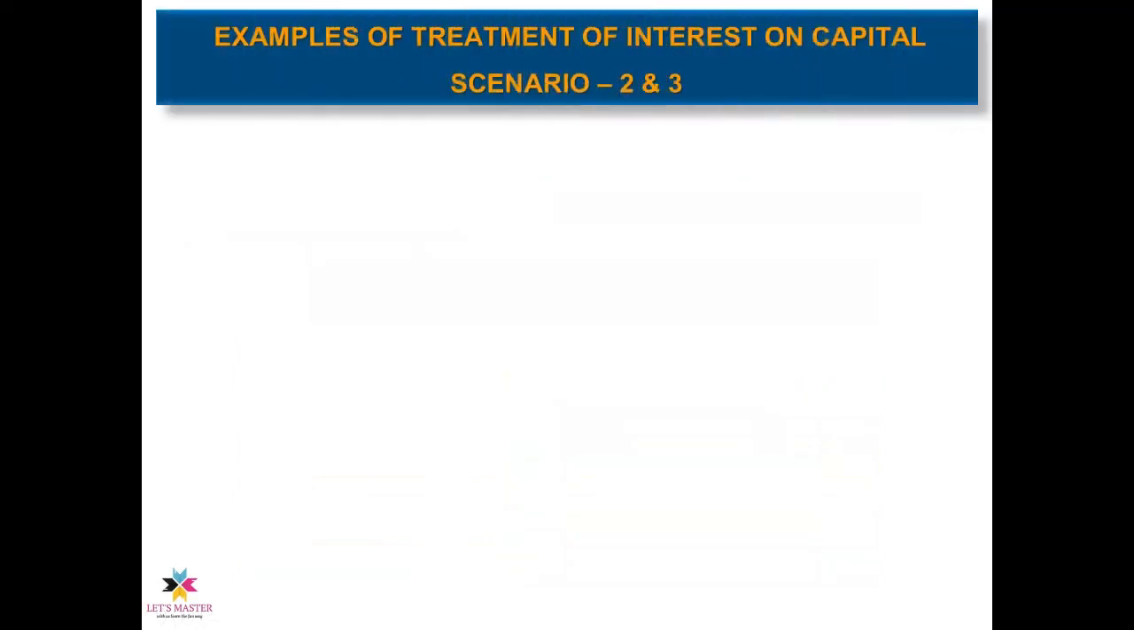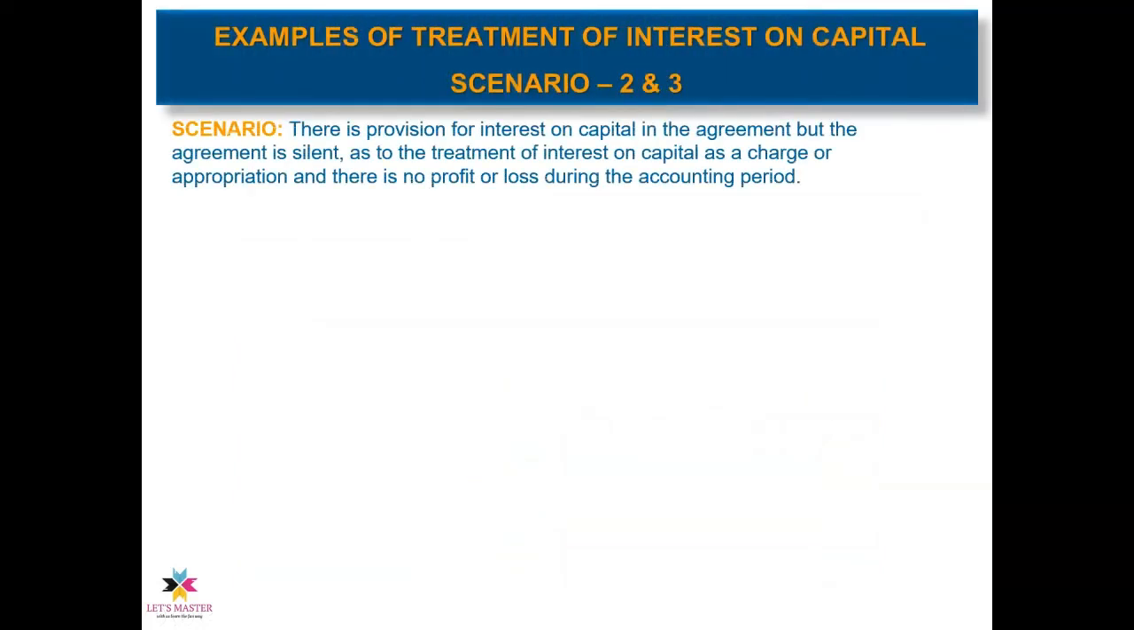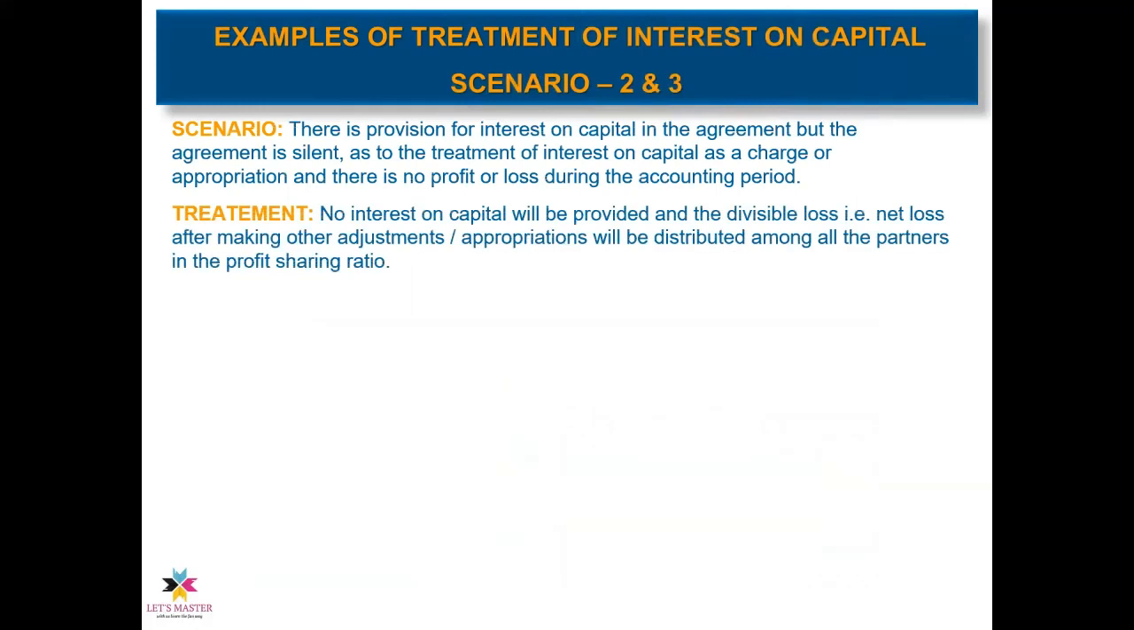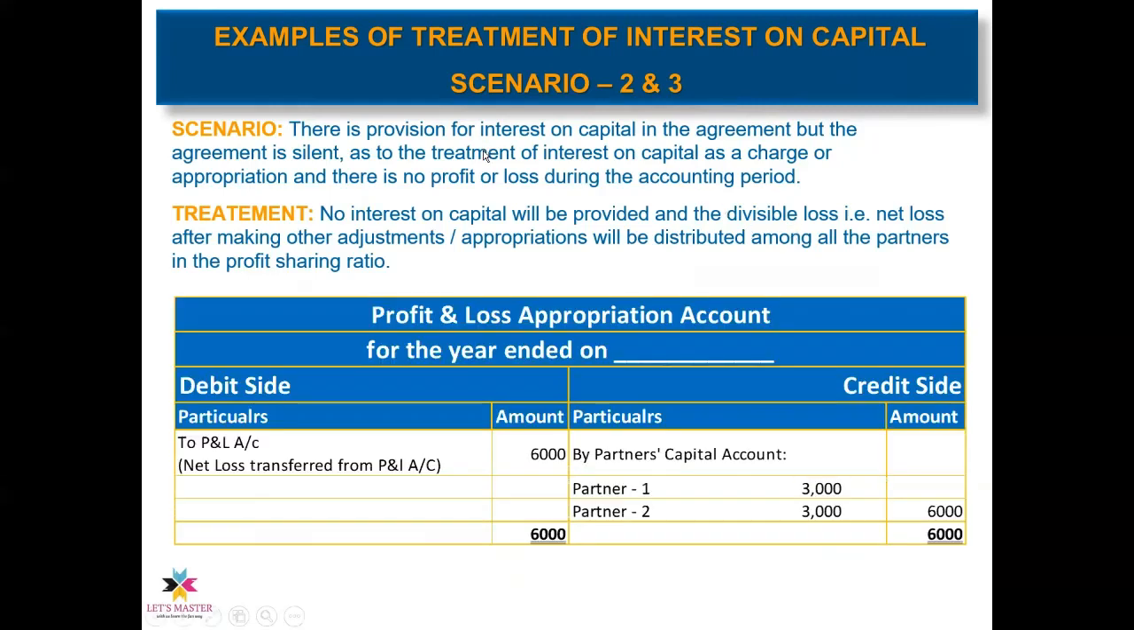Let's move on. Scenario 2 and 3. In scenario 2 and 3, the provision of interest on capital is there in the agreement, but the agreement is silent as to the treatment of interest on capital as a charge or appropriation, and there is no profit or there is loss during the accounting period. Then in that case, no interest on capital would be provided, and the divisible loss, that is net loss after making other adjustments or appropriations, would be distributed among the partners in the profit sharing ratio.